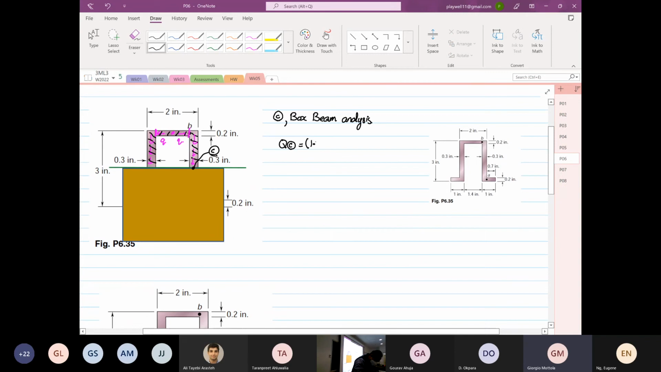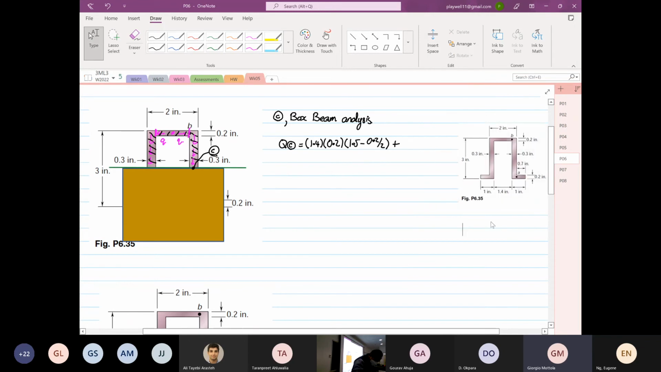Width 1.4, depth 0.2, y bar is 1.5 minus 0.2 divided by 2. Now we are looking at the web twice. The width is 1.5, no, the width is 0.3, the depth is 1.5, the y bar is 1.5 divided by 2.